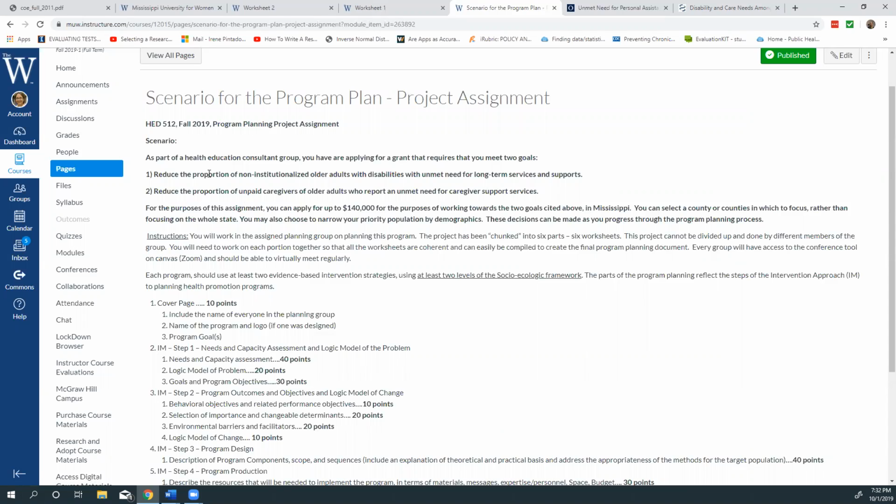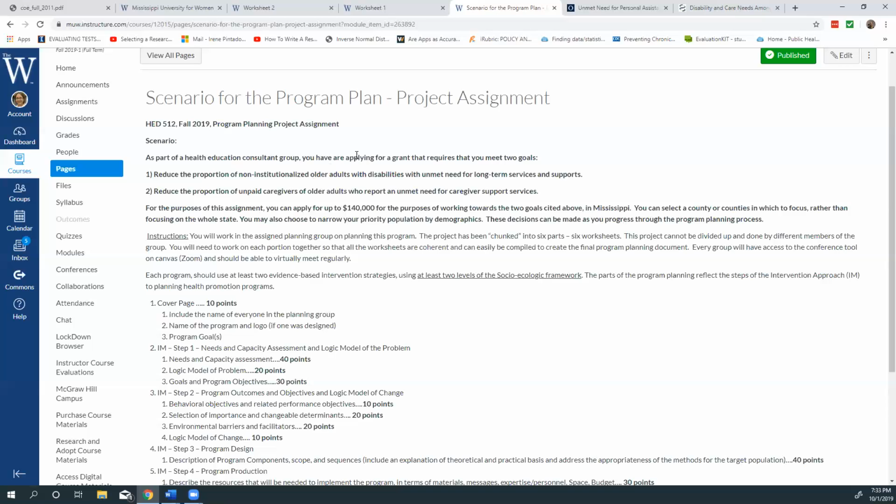And the way you meet the goals will depend on the group. But the 2 goals that everybody has to be able to meet, the overarching goals, are to reduce the proportion of non-institutionalized older adults with disabilities with unmet needs for long-term service and supports. So you're going to be addressing non-institutional older adults with disabilities that have long-term needs that are unmet. And the other one is to reduce the proportion of unpaid caregivers of older adults who report an unmet need for caregiver support services.